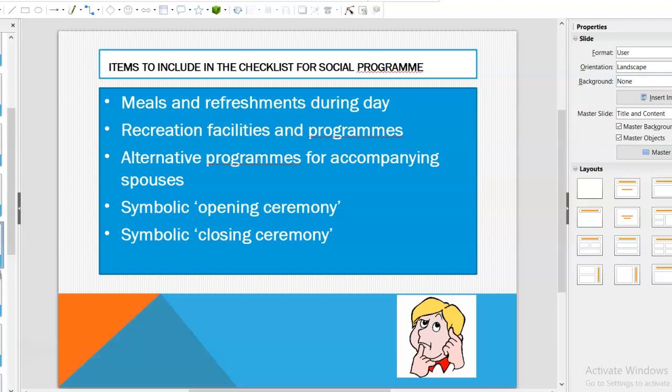Items to be included in the checklist for social program. It's just a few of them: meals and refreshments during the day, recreation facilities and programs, alternative programs for accompanying spouses, symbolic opening ceremony, and symbolic closing ceremony. Opening ceremony, an example could be a cocktail party, and closing ceremony could be handing over of what? The attendance certificates.